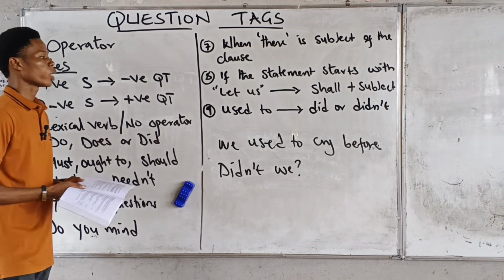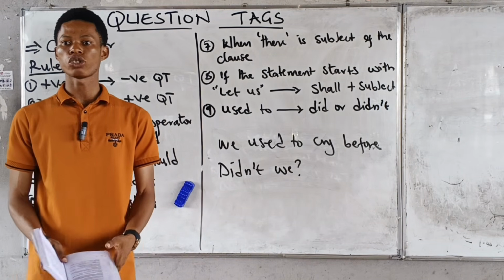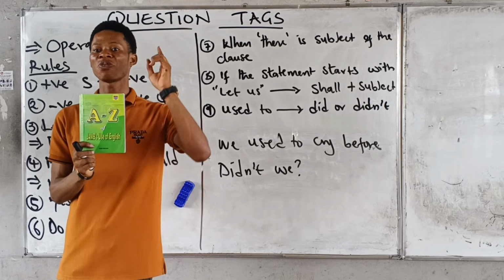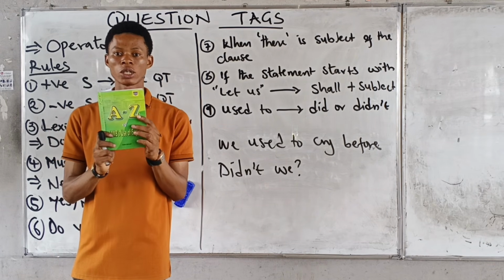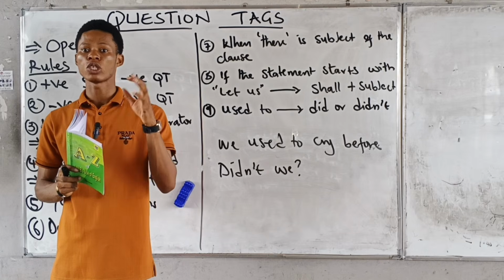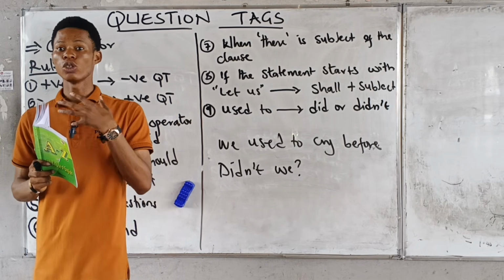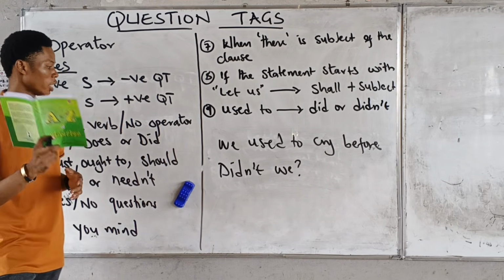Do you get? All right, so with these 9 rules, there is no question you cannot answer under question tag. I've recommended this book, A to Z, from the first day. This book has past questions. It's either you're using A to Z to prepare for your English, or you're using the Invisible Teacher. Those are the 2 recommended texts. I know there should be other ones, but those are the 2 I've used, and they are very good.